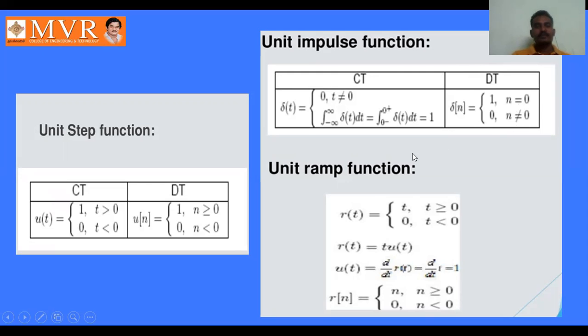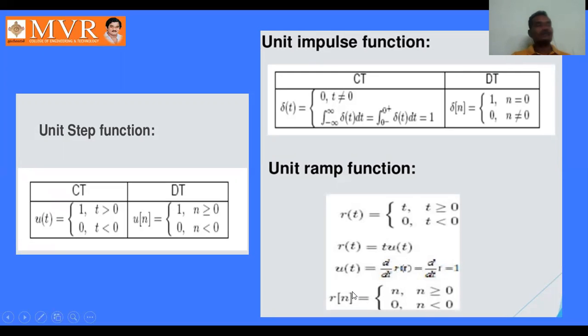Coming to the unit ramp function, r of t equals t for t greater than or equal to 0, and r of t equals 0 for t less than 0. Here r of t is also expressed as r of t equals t times u of t. Here u of t value is 1. Okay, u of t is nothing but d by dt of r of t. Here r of t value is t, so d by dt of t is equal to 1.